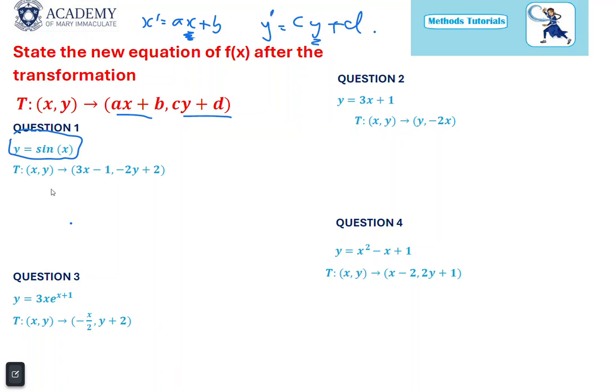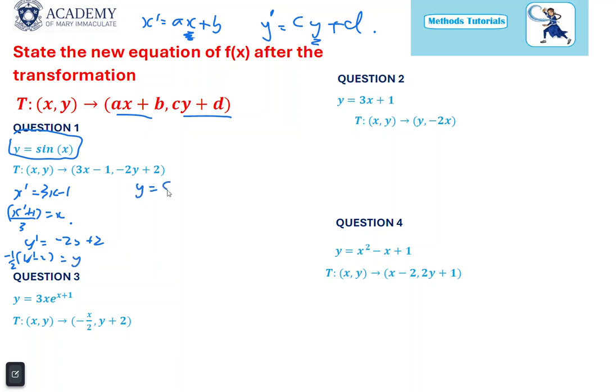So let's do that. In this example here, x dash is going to equal 3x minus 1, which means x dash plus 1 divided by 3 will be x. And y dash equals minus 2y plus 2, so y dash minus 2 divided by negative 2 will equal y.